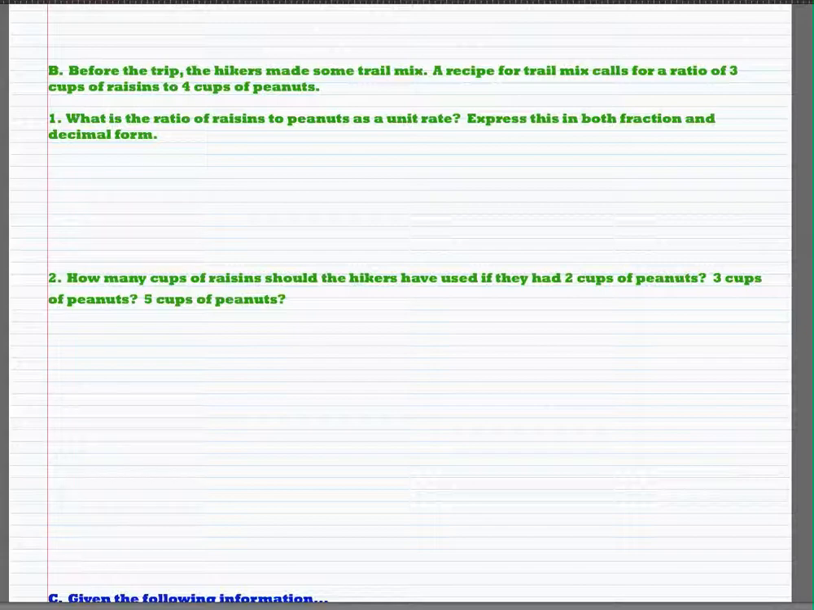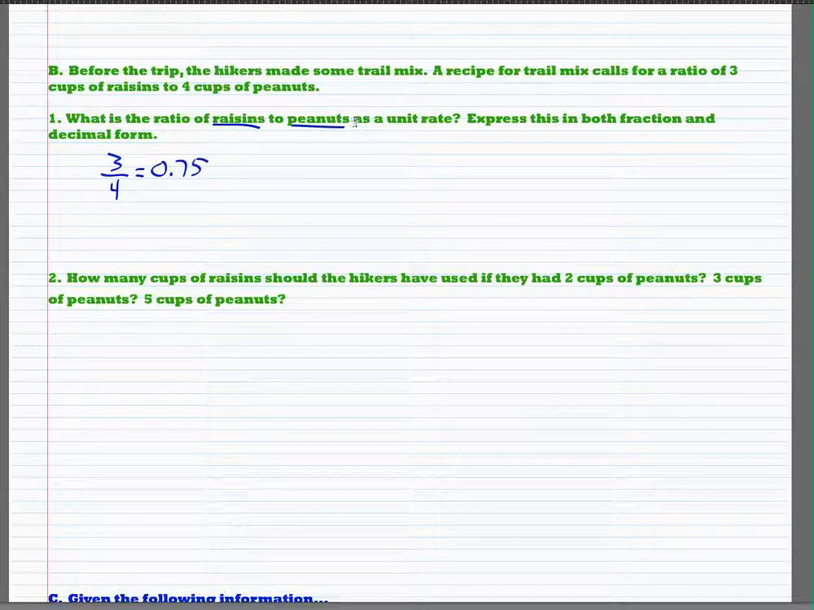Before the trip, the hikers made some trail mix. A recipe calls for a ratio of 3 cups of raisins to 4 cups of peanuts. So what is the ratio of raisins to peanuts as a unit rate? The question asks for raisins to peanuts, so I'm going to put it in that order. The ratio of raisins is 3 cups to peanuts is 4 cups. So there's our fraction, and you should all know that 3/4 as a decimal is 75 hundredths.